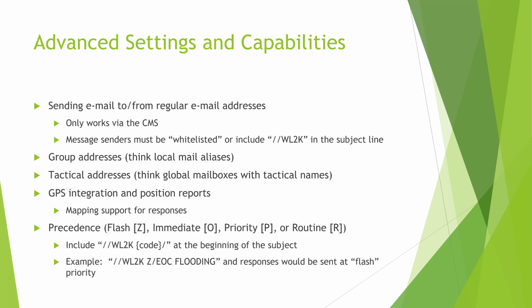Okay, so there are some advanced settings, advanced capabilities in Winlink. Winlink has the ability to send and receive mail from regular internet email addresses. That's pretty darn slick. Now you're thinking, I don't want to get spam on my radio delivered to my machine over Winlink. You can only get messages from the internet if that email address that it's coming from is on your whitelist.